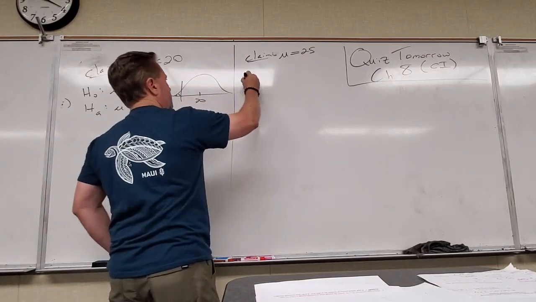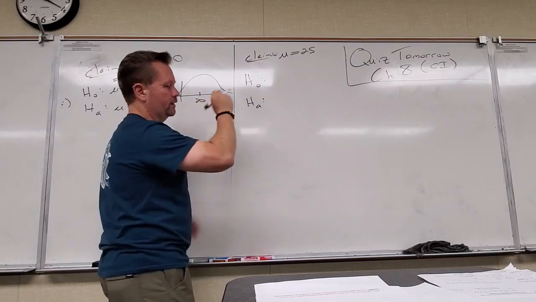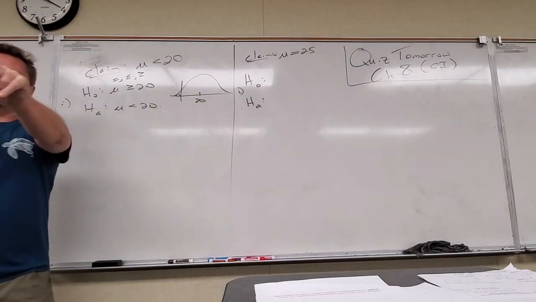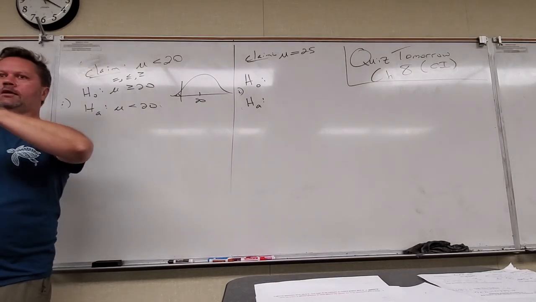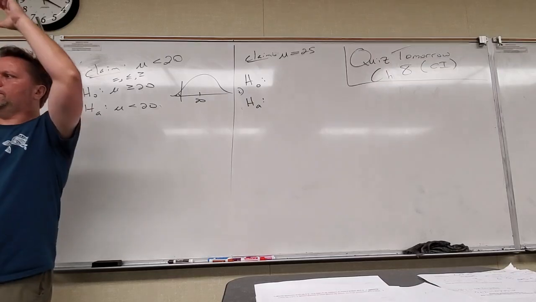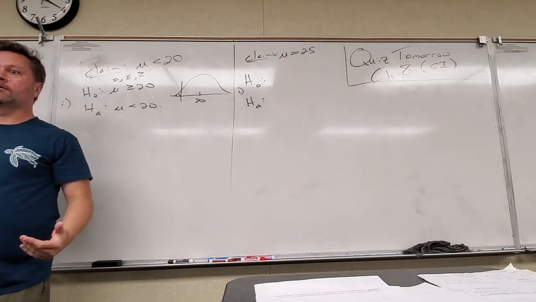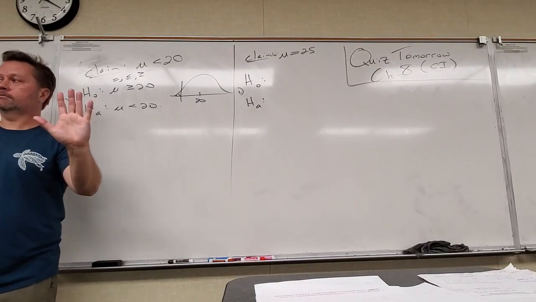Okay. Somebody help me out. I want to do more problems like this real quick. Where will that go? Which one, the null or the alternate? Which one will that go next to? The null, because it has an equal sign. That's it.